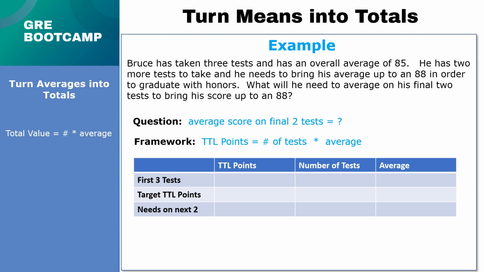Okay, let's see what we have. Well, we're told on his first 3 tests, Bruce averaged 85 points per test. So that means on his first 3 tests, Bruce scored a total of 255 points. Go Bruce. But how many total points does he need? Well, over 5 tests, he needs to average 88 points, so he needs a total of 440 points. Now, he's already scored 255, so he needs an additional 185 points. He has 2 tests left to get those points, so he needs to average 92.5 points on his remaining 2 tests. Okay, very nicely done.